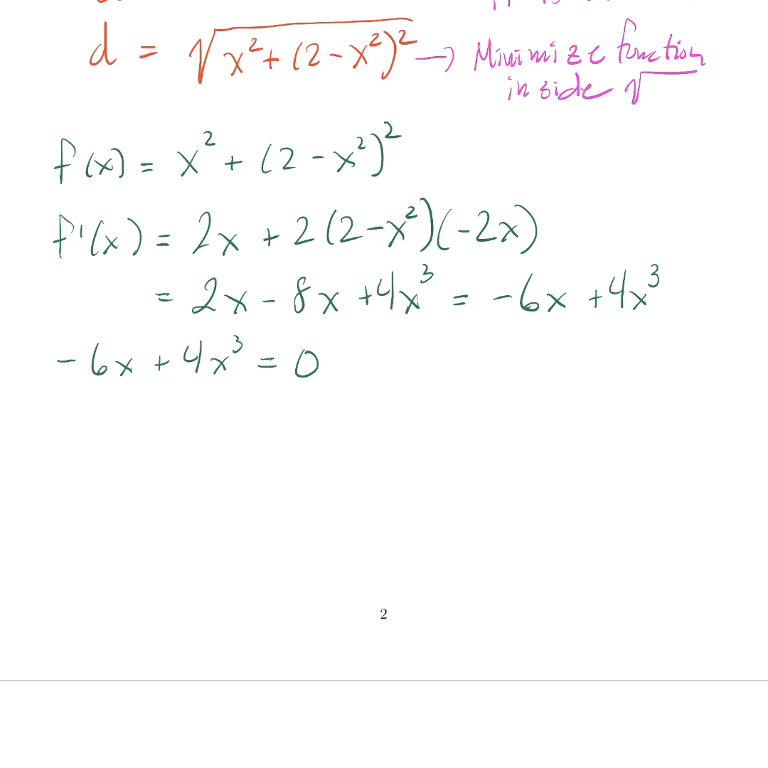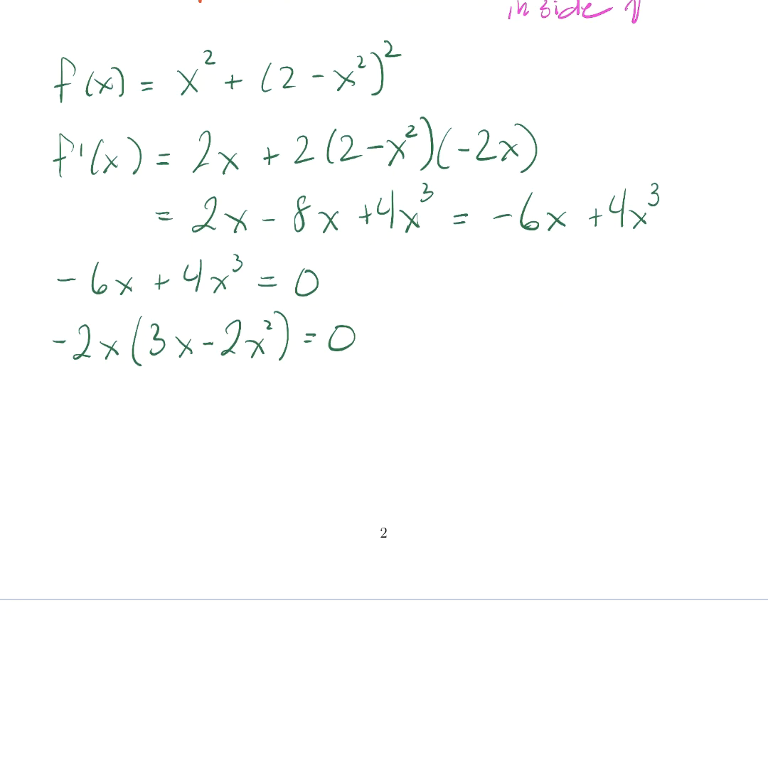So let's see, I guess we can factor out a negative 2x from each of these terms. And it looks like we get 3x minus 2x squared is equal to 0. We could have just factored out an x either way. All right, we need to find the critical numbers of this. Clearly, this is going to give us the critical number x equals 0. And then, whoops, sorry, let's erase this x. Much better. And then we also want to know when 3 minus 2x squared is equal to 0.